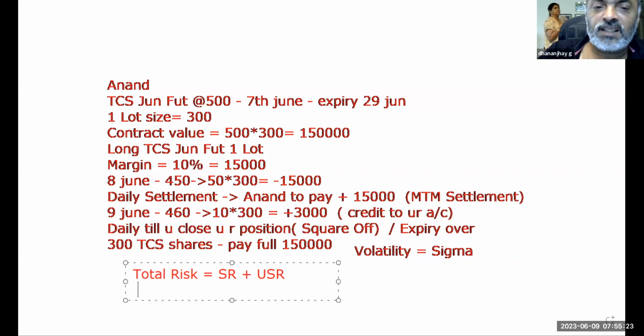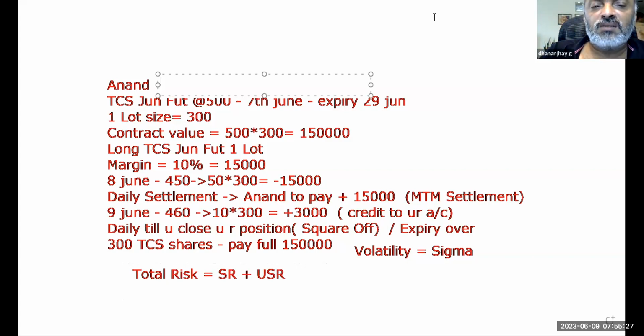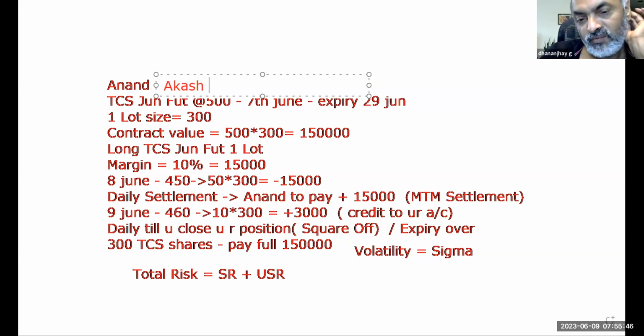Suppose Anand did a transaction with another person, Akash. Anand is the buyer, and Akash is the seller. There should be two parties to the transaction, both buyer and seller, in a futures transaction or any type of transaction.